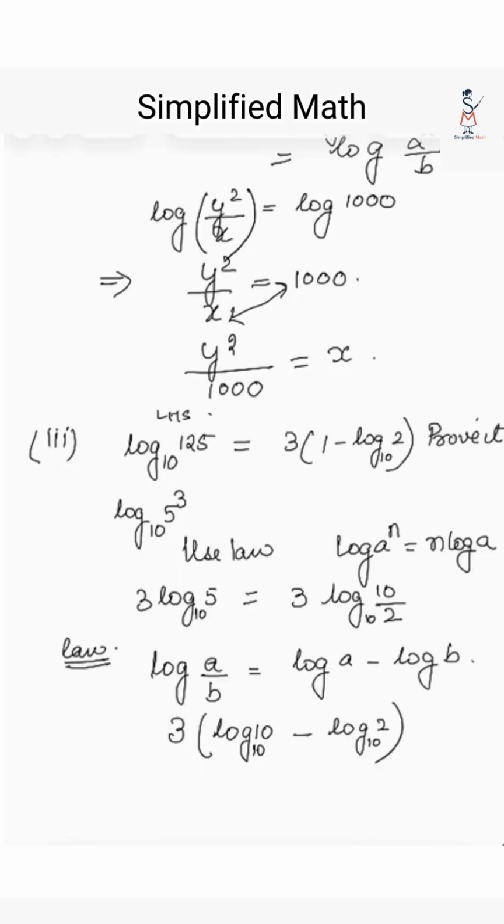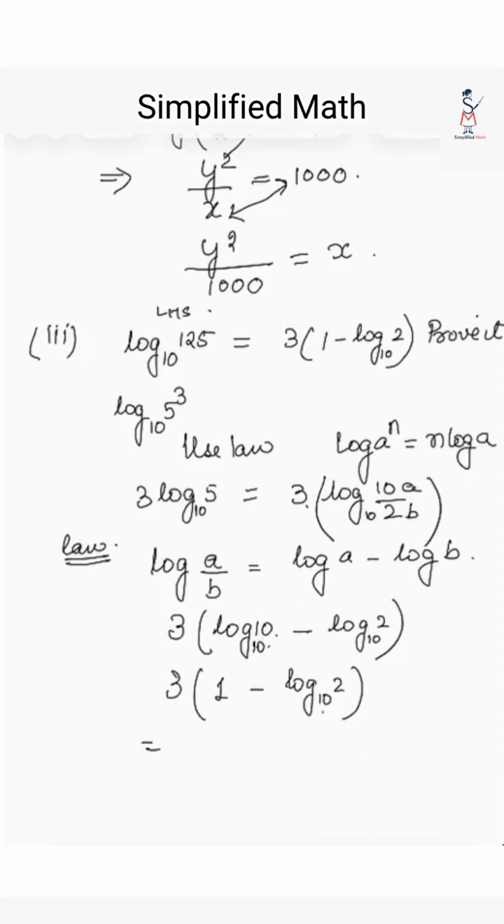We can write it like this because it is log 10 minus log 2, and 3 is on both. So writing 3 outside, inside the bracket we will put this, and we know any log with the same base is always 1, minus log 2 to the base 10. So the left hand side has become equal to the right hand side, hence it is proved. So this is how we will do this.